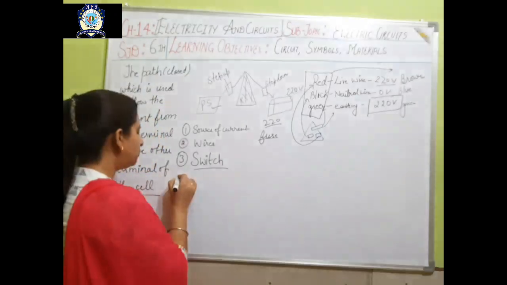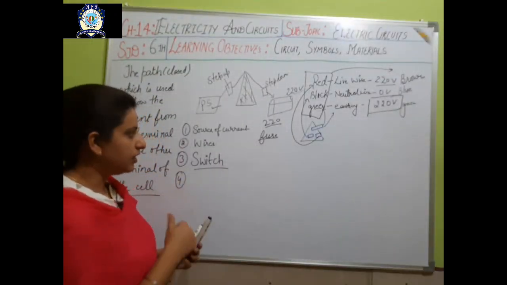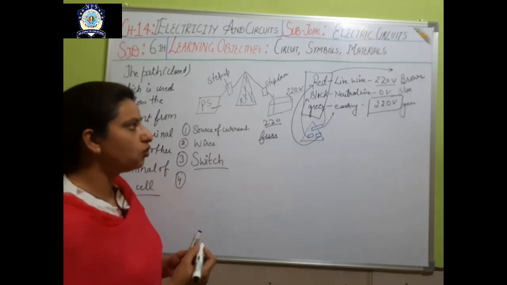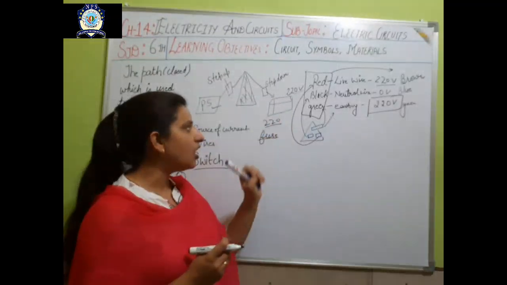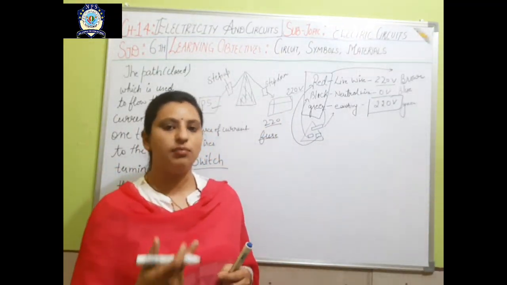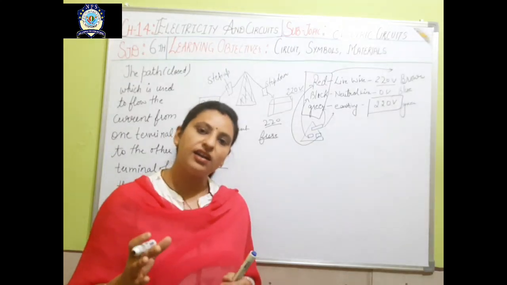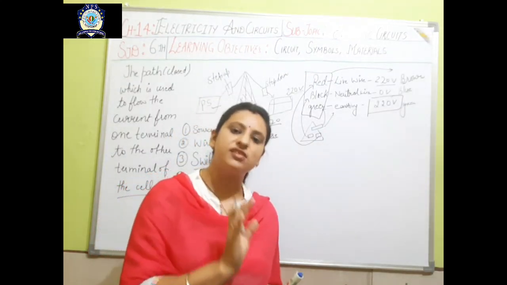Now the fourth thing which is very much important, we will discuss that, but first we will go for the circuit. So like this, the current will enter our house, 220 volts. Now it is the time for the wiring and making the circuit. To understand that complex circuit, let's understand the simple circuit first.